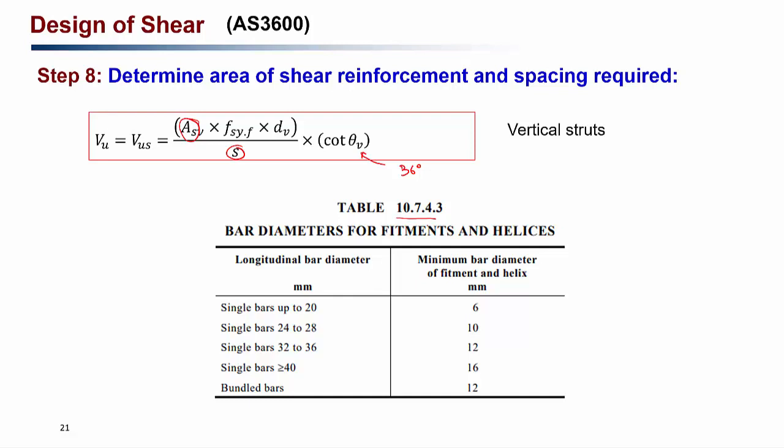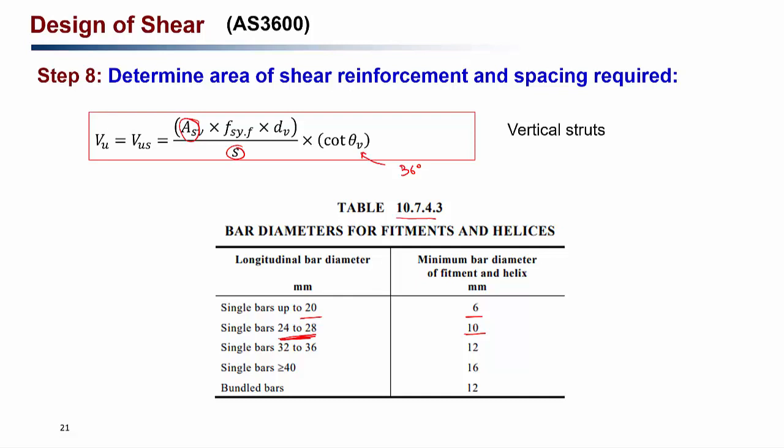10.7.4.3 prescribes the minimum diameter of the stirrups required to have the confinement in the concrete. And as you can see, if, for example, you are using longitudinal reinforcement of 24 to 28 mm bar, you have to use at least 10 mm stirrup diameter. Or if you are using up to 20 mm bars, you can get away with using 6 mm diameter stirrup. So from here we can find out the area of shear reinforcement required for the given longitudinal reinforcement.